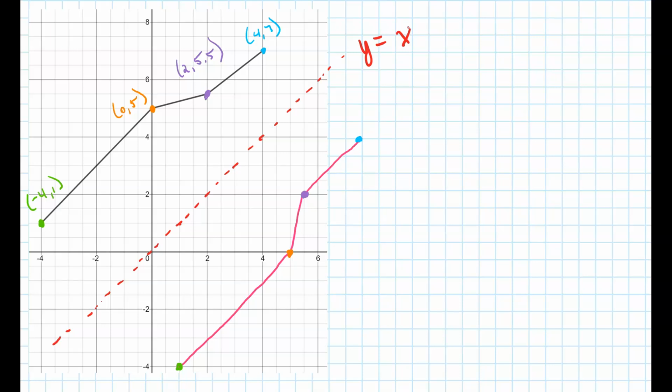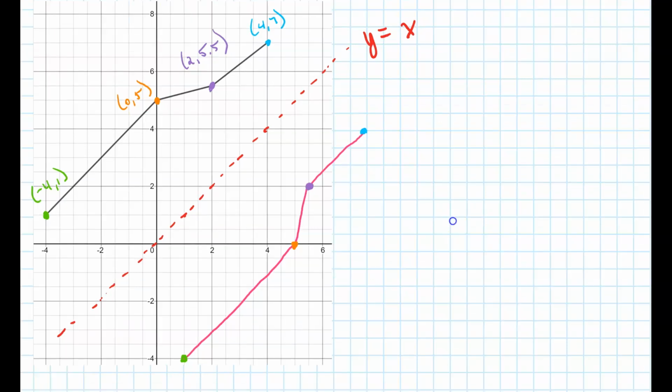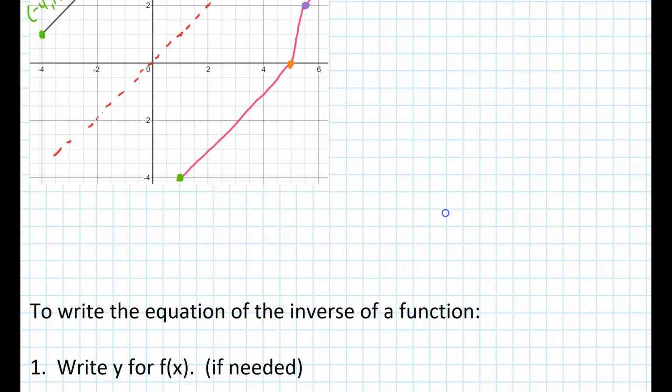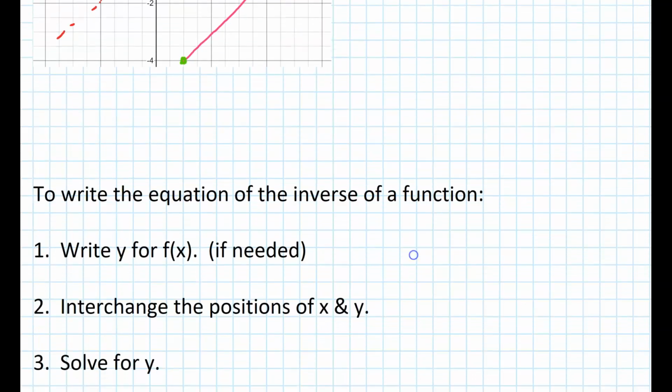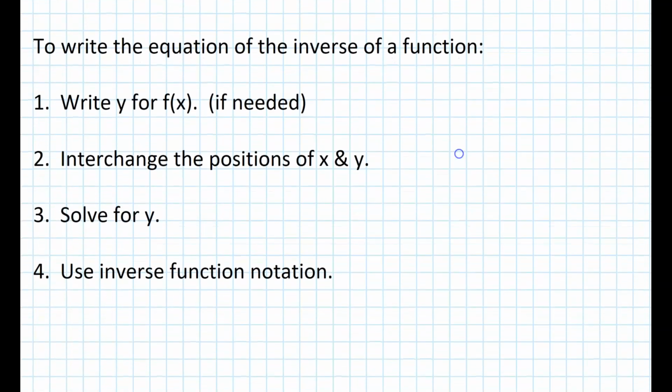All right, any questions on anything so far? Okay. So sometimes we are asked to find the equation of the inverse of a function. We'll start with a very basic linear one. Let's say I'm given f of x is equal to 2x plus 7.